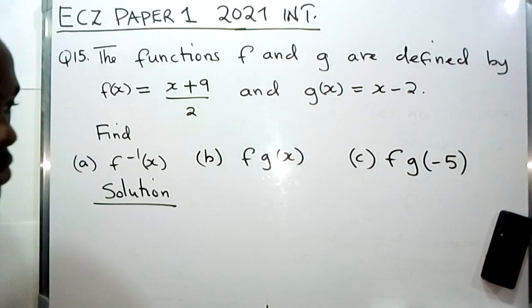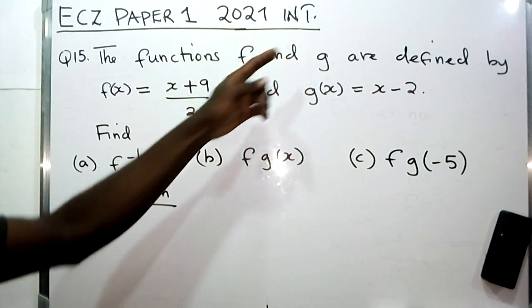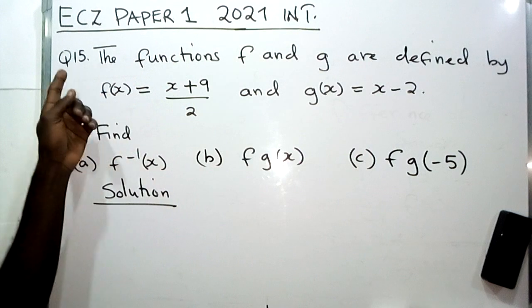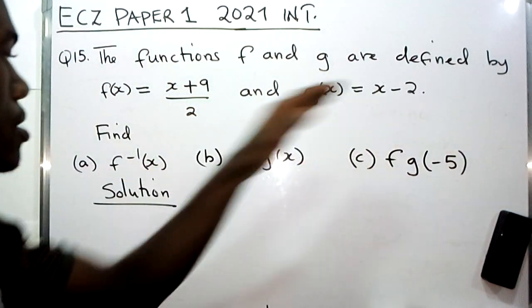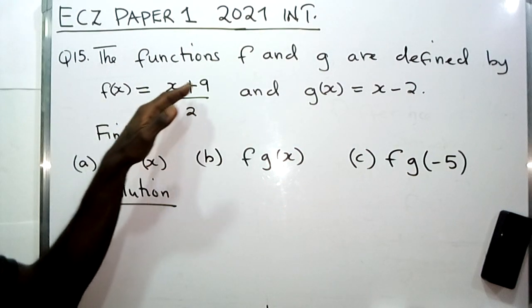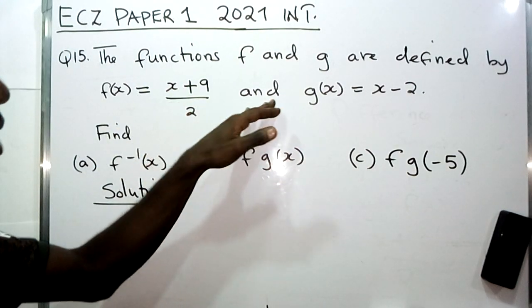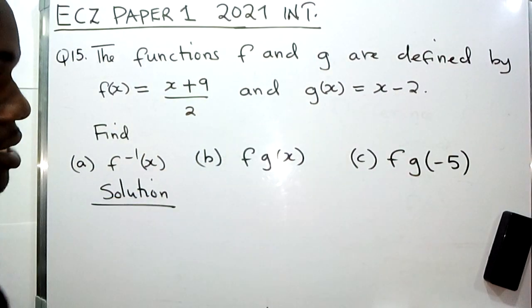Hi, in this tutorial video we are going to look at composite functions. So let's look at a question that came in 2021 internal ECZ paper 1, question 15. The functions f and g are defined by f of x equal to (x plus 9) over 2 and g of x equal to x minus 2.